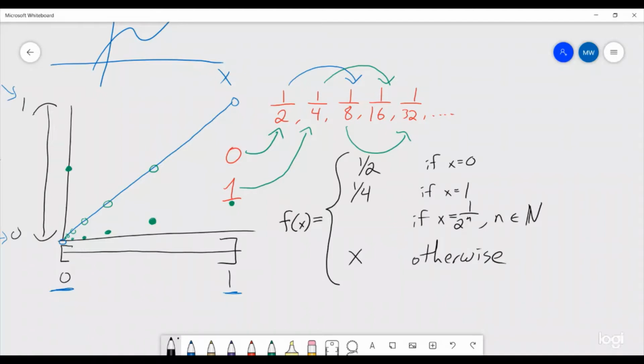And if x is in this sequence, so in other words, if it can be written as 1 over 2 to the n, we are just going to send it two terms farther down the sequence, or in other words, dividing that term by 4. That's what it means to be two terms further down in the sequence.